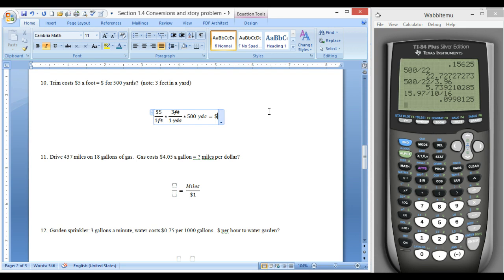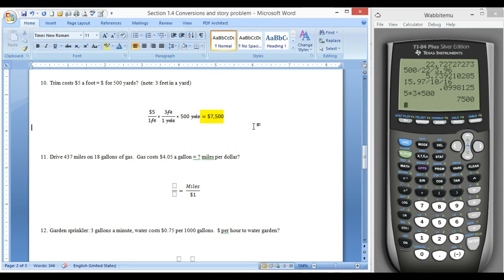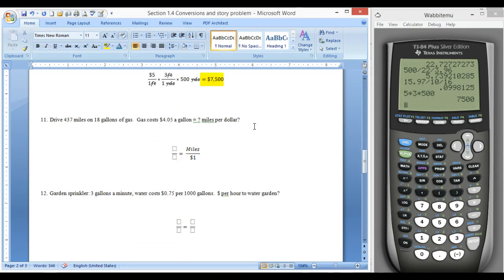So now it's just a matter of typing out, calculating. I have numerator 5 times 3 times 500. Everything's canceled out on the bottom. So I'm going to come over here. 5 times 3 times 500 will give me a total of $7,500 for this construction worker on a certain project. There we go. Let's move to the next one.